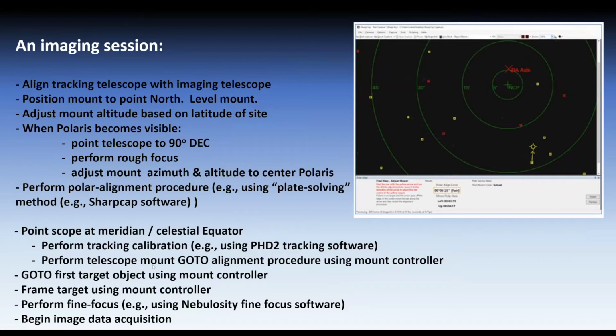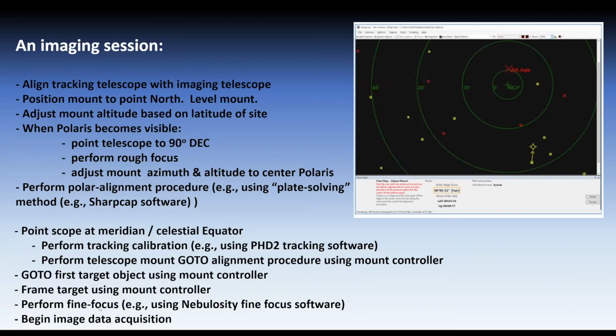Then you perform a telescope mount go-to alignment procedure using the mount controller. This is basically a procedure that's automated through the mount controller so that the telescope can figure out exactly where it's pointed, so that you can then punch into the mount controller any target object you want to go to by name or by its documented right ascension and declination, and the telescope will automatically slew to the object that you want to view.